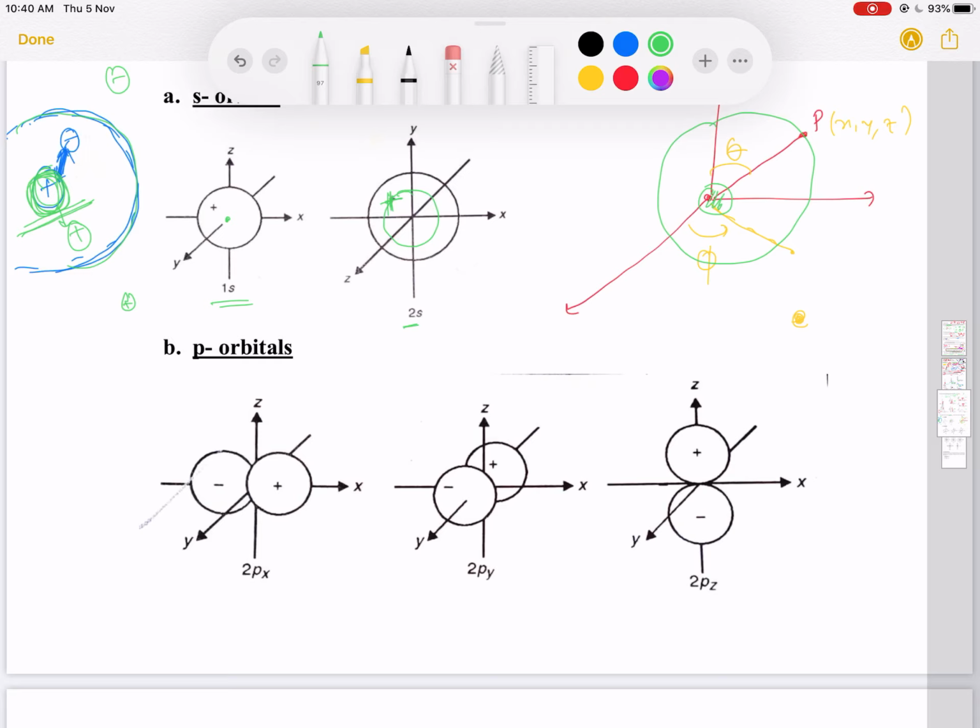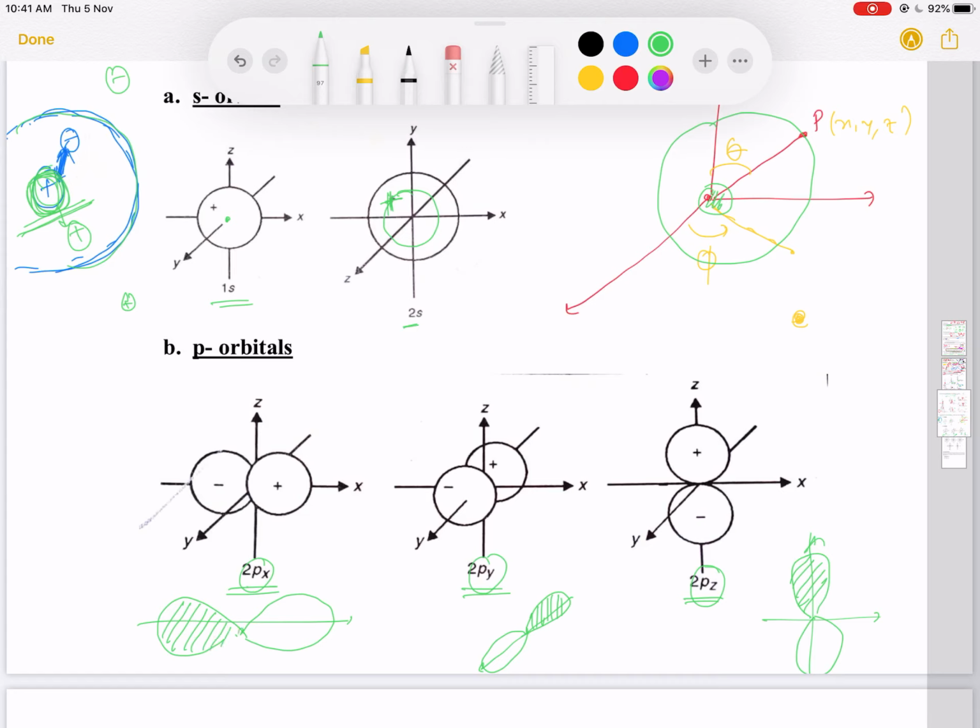Now see the p orbitals. We need to know that in the p subshell there are three orbitals: 2px, py and pz. Px means the lobes of the orbitals will be on the x-axis, like this. Py, the lobes of the orbitals will be on the y-axis, and pz, the lobes of the orbitals will be on the z-axis. Lobes mean the probability of finding electrons will be higher in these positions.